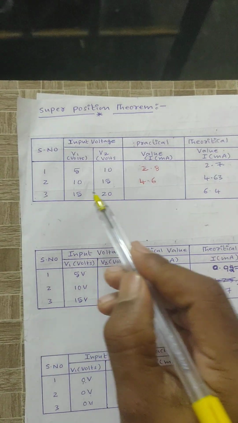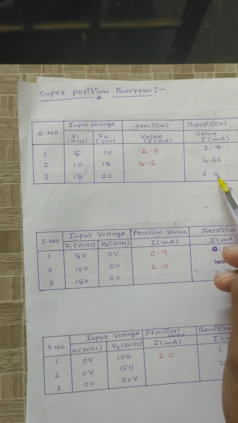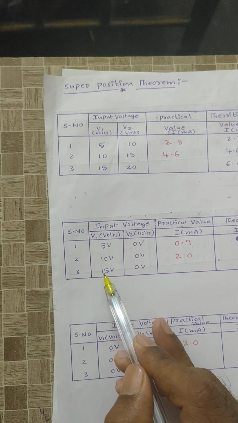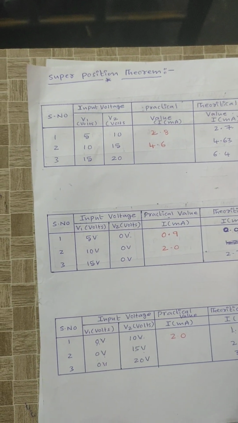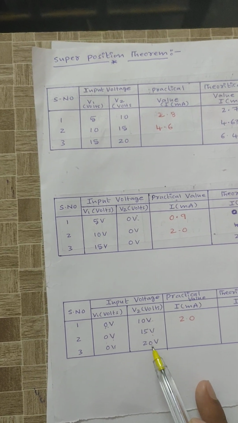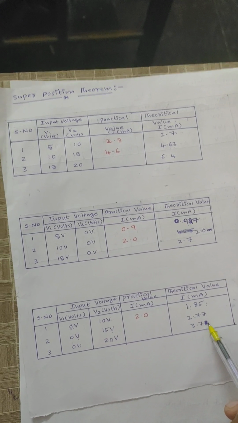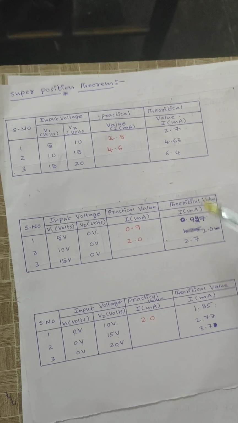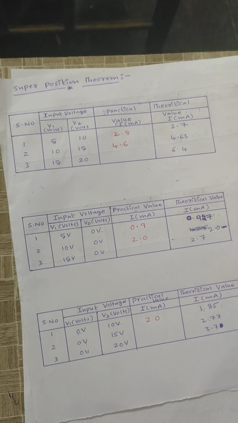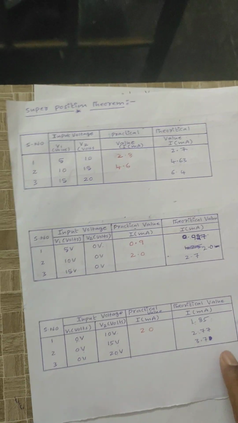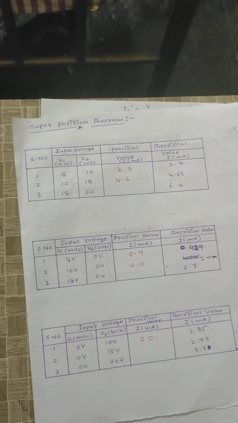Similarly, for 15 volts and 20 volts also, you need to calculate the total current. After that, consider the 15 volt source acting alone, then you will get this current value. After that, consider only the 20 volt source acting alone, then you will get the current value here. Okay, after that 6.4 is equals to 2.7 plus 3.7, approximately 6.4, right? Superposition theorem is verified theoretically.